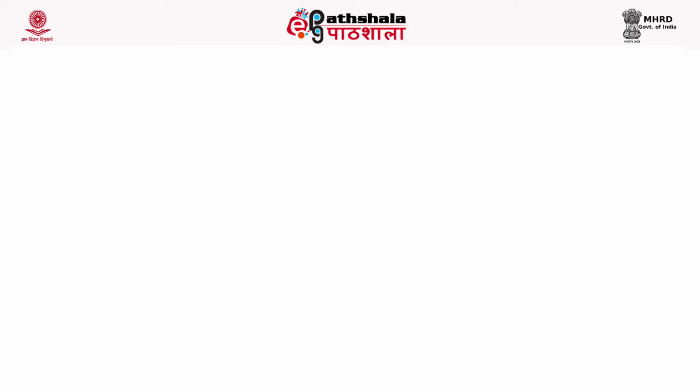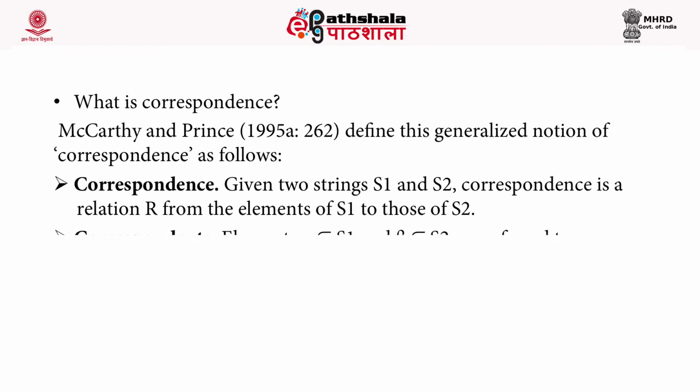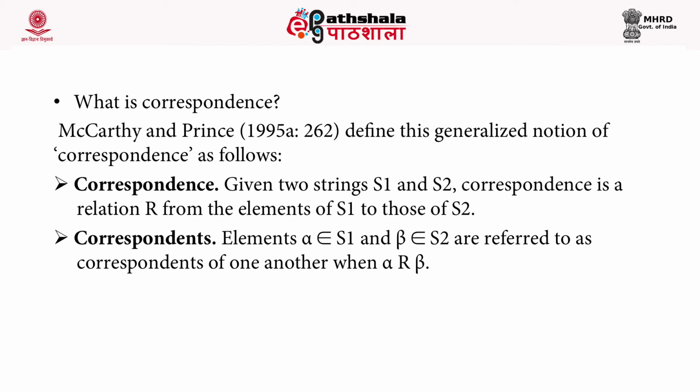So what is correspondence? McCarthy and Prince define this generalized notion of correspondence as follows. If you have two strings S1 and S2, there is a relation R from the elements of S1 to those of S2, and that is called the correspondence relation. If both the strings are bound by a relation called R, then the elements of S1 and the elements of S2 are called correspondents.